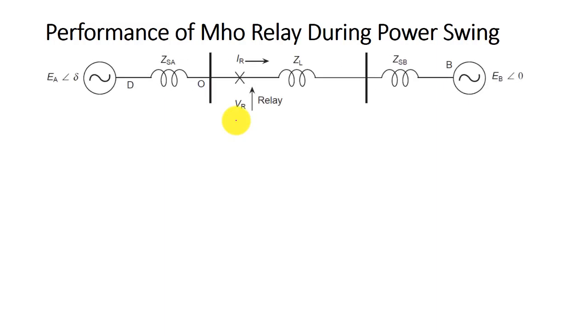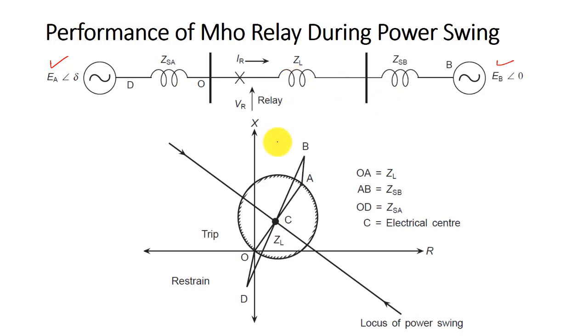right? The reactance relay. But in this case, as we can see, considering a transmission line which is double fed, with source EA and EB, and the source impedances are ZSA, ZSB, and transmission line impedance is ZL. If we plot the swing locus, that power swing locus on the RX plane, we have already discussed how to plot this locus, by deriving the equations. So no need to derive here again, but this is the locus.